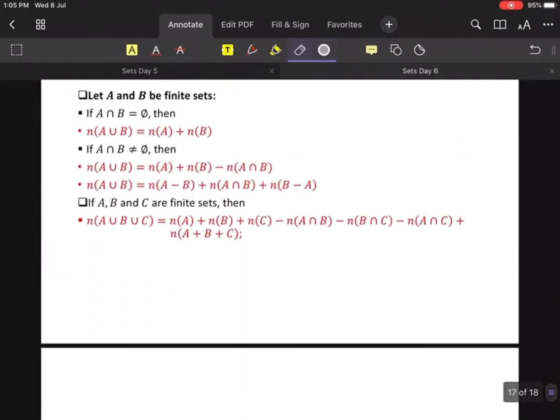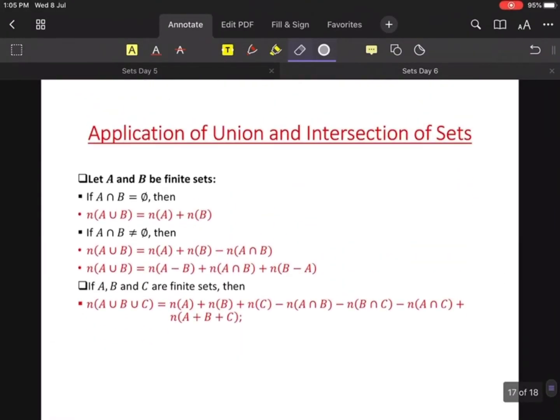We learn complement of a set. Now we'll learn application of union and intersection of sets. Now what are the applications? So first thing, here we will be learning some formulas. First formula goes like this one.